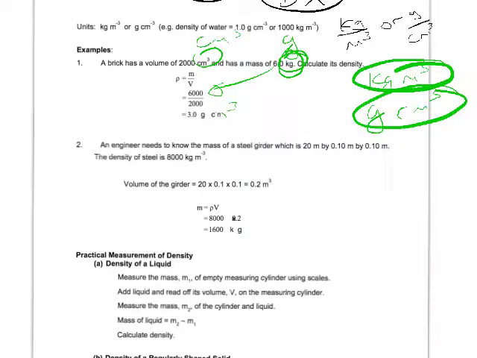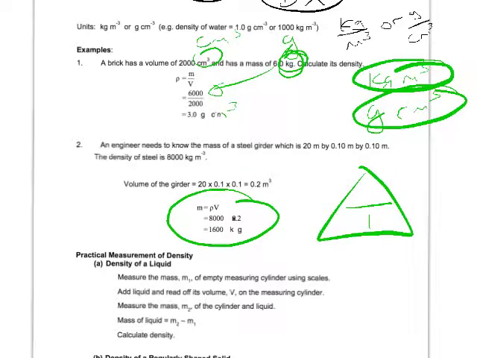An engineer needs to know the mass of a steel girder, which is 20 by 10 by 0.1, and the density is 8,000 kgs per meter cubed. So all we're doing there is just rearranging the equation and putting in. I mean, you could use your triangle if you're struggling, but I prefer you to start to learn how to rearrange yourself.